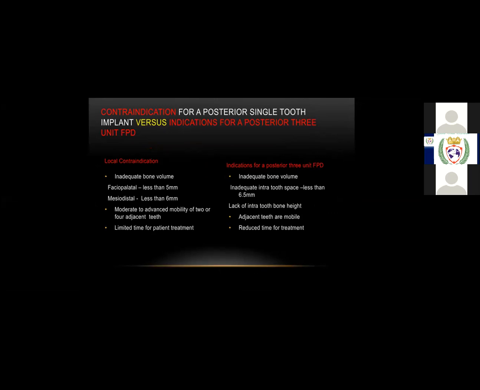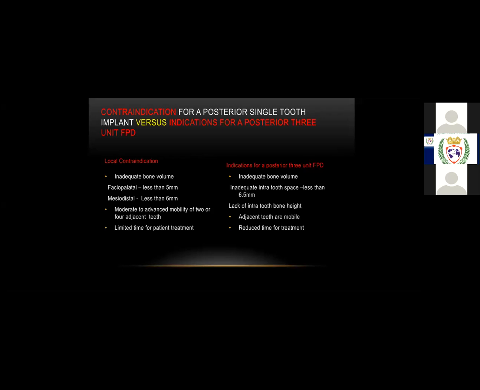Next, we'll come to the contraindications for a posterior single tooth implant versus indications for a posterior 3-unit fixed partial denture. Again, we are going to do a small risk assessment before we go into the cases. We have some local contraindications for dental implants: inadequate bone volume, like faciopalatal less than 5 millimeters or mesiodistal less than 6 millimeters, moderate to advanced mobility of two or more adjacent teeth, and limited time for the patient.